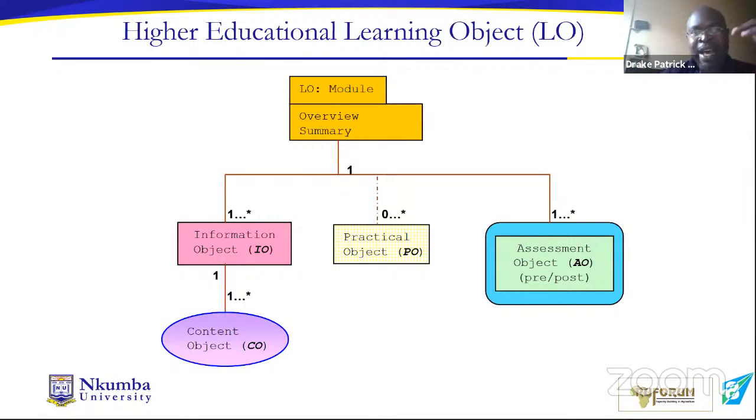So if your course has topics, for example, you have a course like research methods, maybe research methods has problem statement, philosophies, scientific writing, data analysis, sampling, all these kinds of things. So each of those could most probably be your object. And so we have different objects. So we have information objects, practical objects, assessment objects, content objects, and all these others.